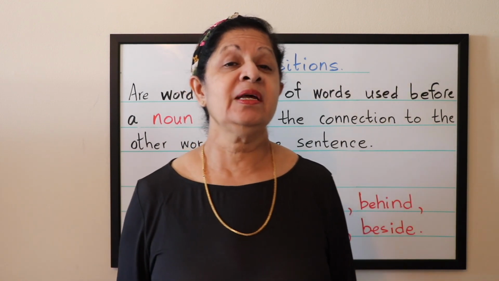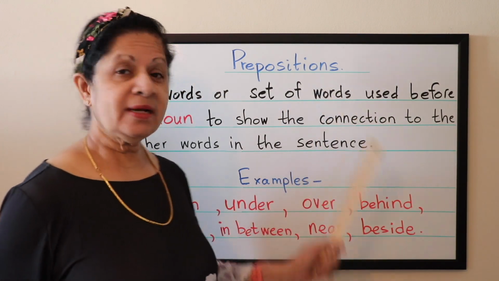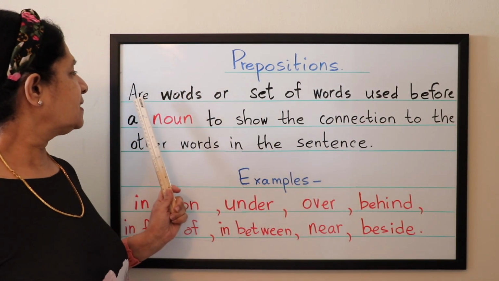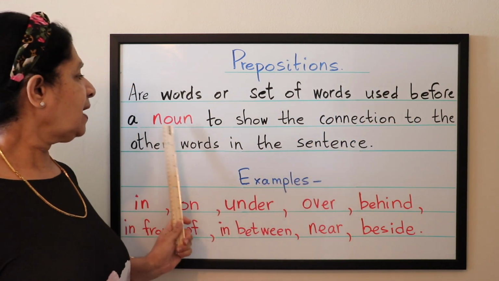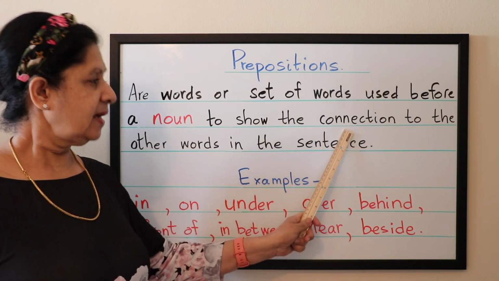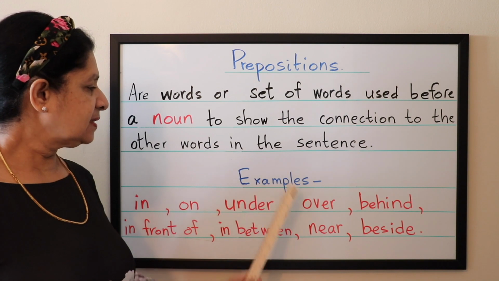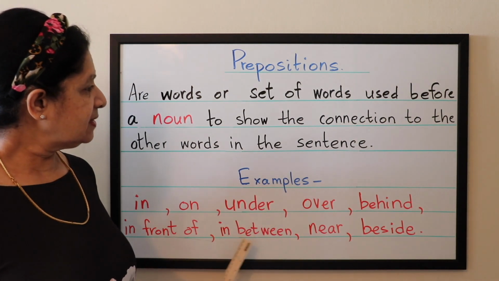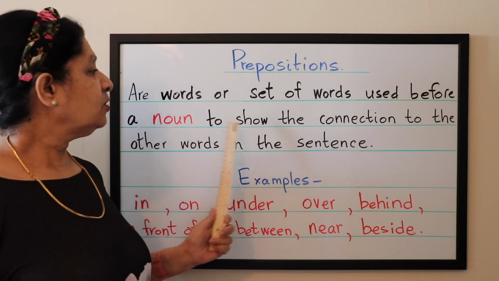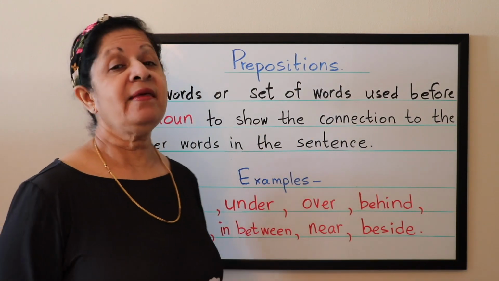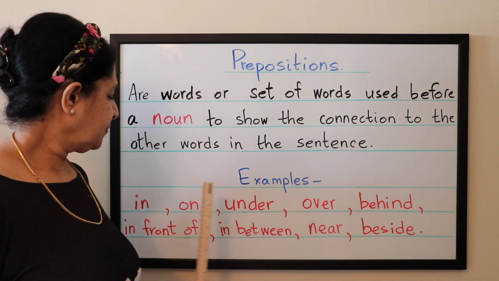Today we are going to learn about prepositions in the English language. What are prepositions? Prepositions are words or sets of words used before a noun to show the connection to the other words in the sentence. So these are examples of prepositions. These are used before a noun to show the connection to the other words in a sentence.